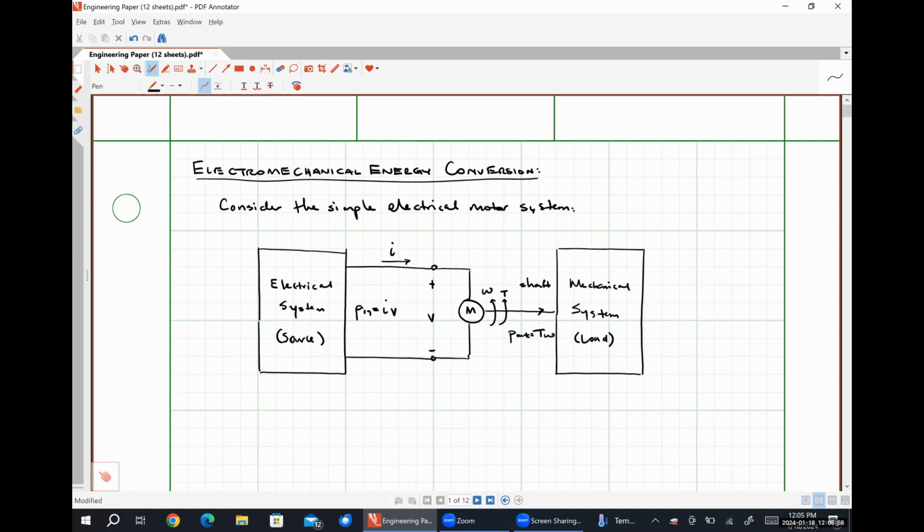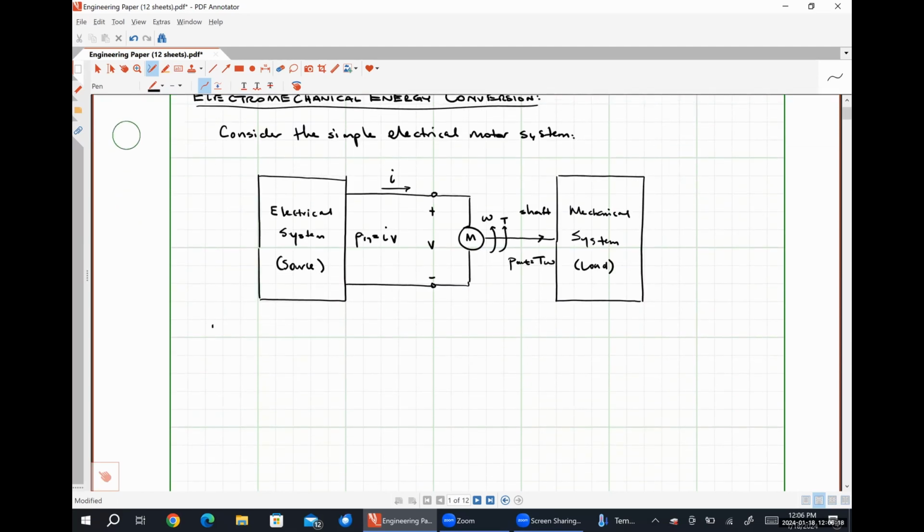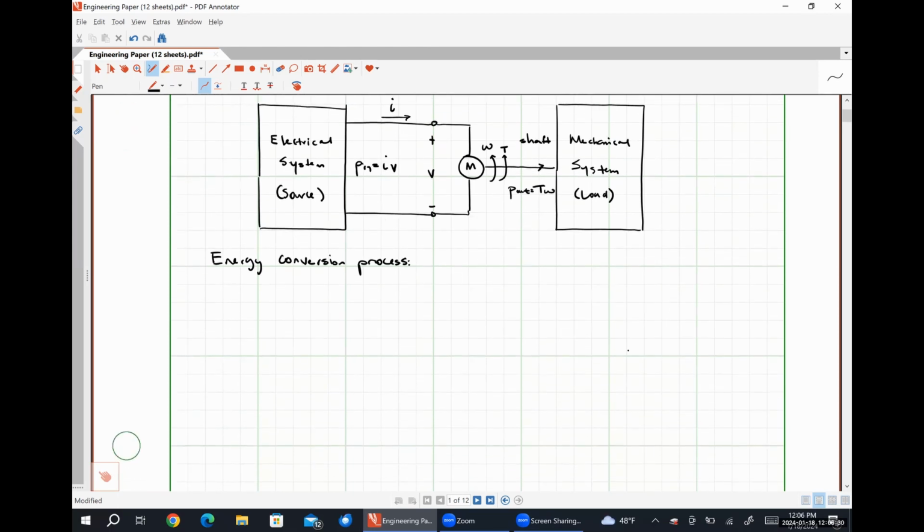In an ideal system, all of the input energy would be delivered to the output. However, in a real system, the efficiency is never 100%. And so we're going to figure out why this is by looking at the energy conversion process. So on our input side, we have our electrical system.